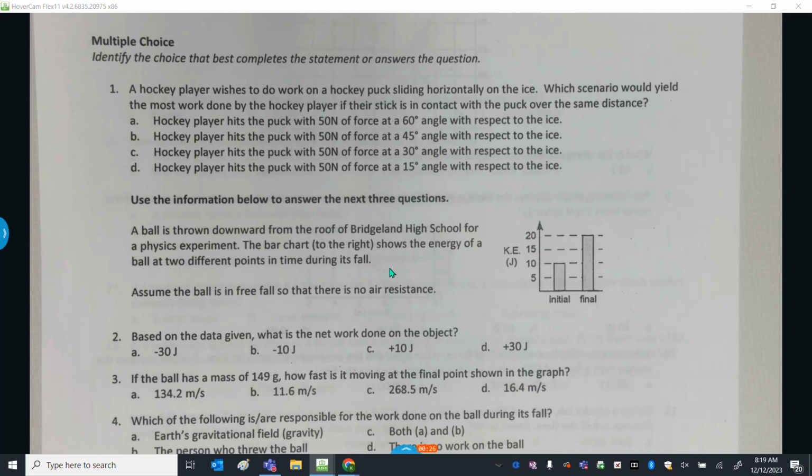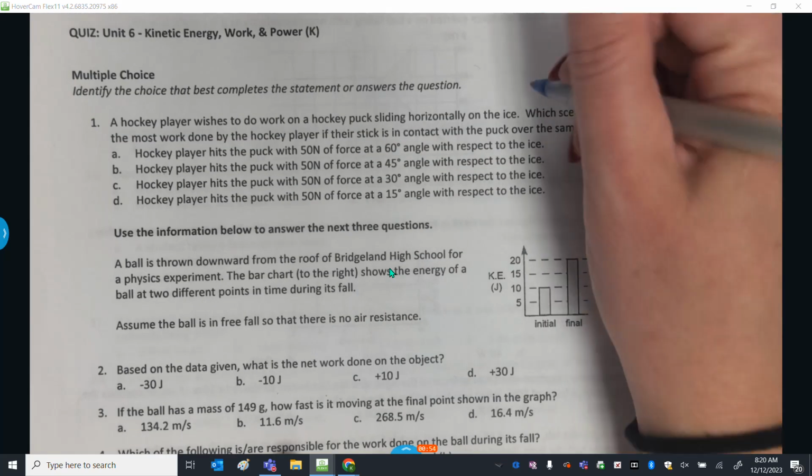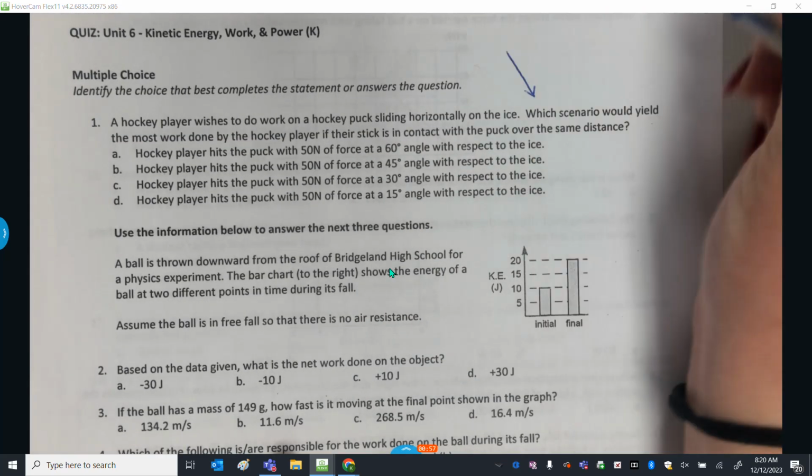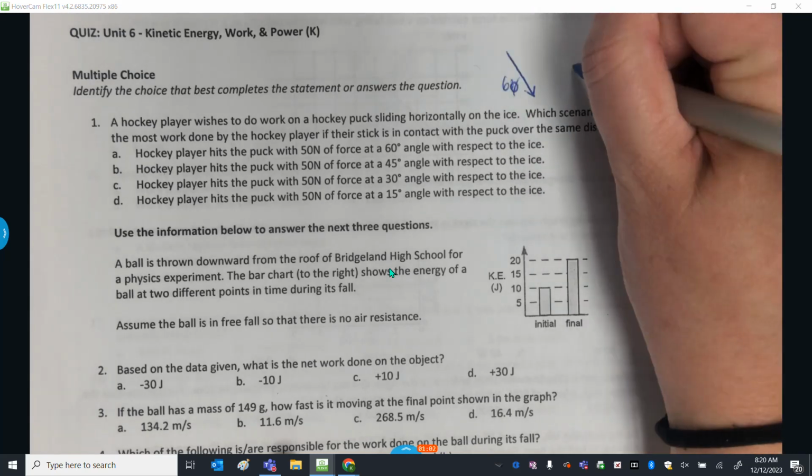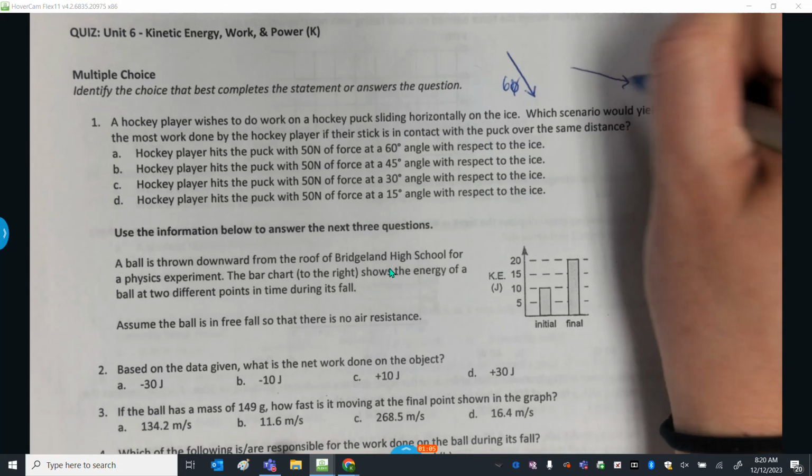And the question says, a hockey player wishes to do work on a hockey puck sliding horizontally on the ice. Which scenario would yield the most work done by the hockey player if their stick is in contact with the puck over the same distance? Your options here are exactly the same except for the angle. So it's basically asking at which angle would this hockey player be doing the most work on the puck. The angles range from 60 degrees, which would be a relatively steep angle like this, to a shallow angle of 15 degrees, which might look something like this.